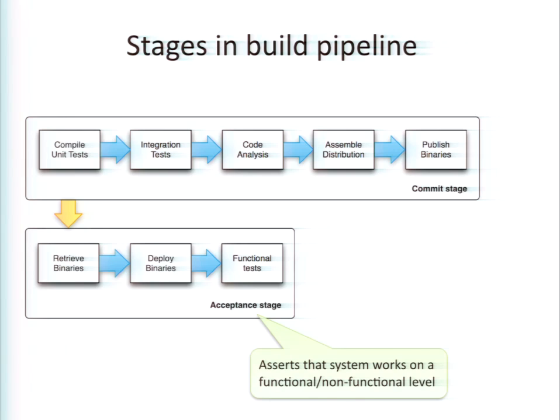So the second stage, first of all, has to retrieve the binary that the commit stage pushed. Let's say it pushed it to Artifactory. So this one pulls it from Artifactory, then deploys it into a testing environment, and then runs our acceptance tests. That would be our second stage. And this stage would assert that the system works on a functional level, or we could also add some non-functional tests. We could, for example, do some load or performance testing there.